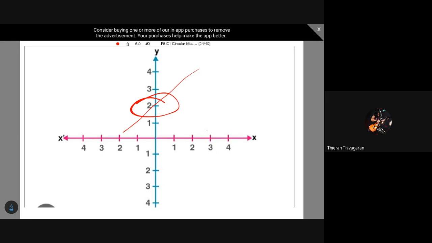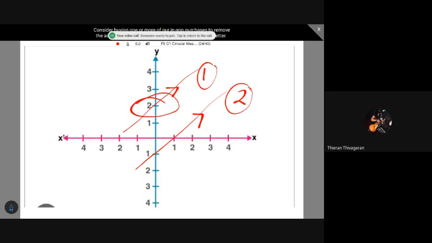Okay, good. So let's say I draw another line now over here. And I say these two lines are parallel. Kedua-dua garis ini adalah selari. Is the gradient of these two lines same or different? Adakah kecerunan kedua-dua garis ini sama atau berbeza? Same. Okay, very good.